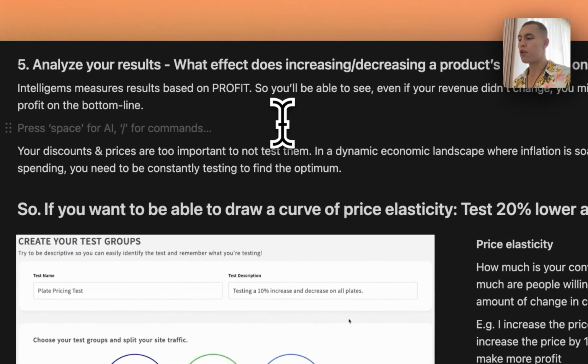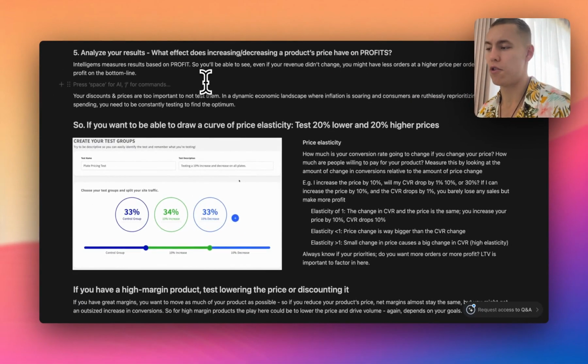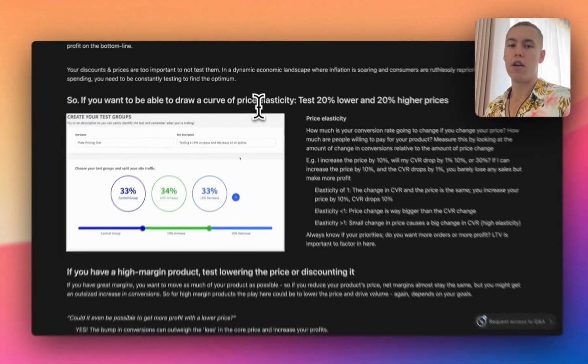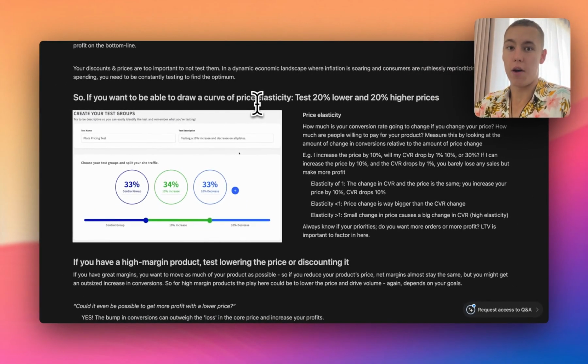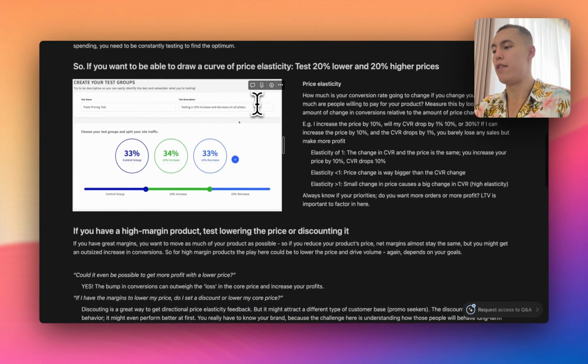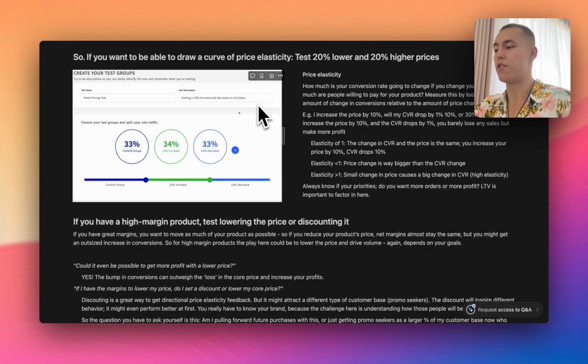And just to finish it off, your discounts and prices are just too important not to test them, especially in this dynamic economic landscape where inflation is crazy and consumers are watching where they spend their money. You need to be testing to find the optimal price.